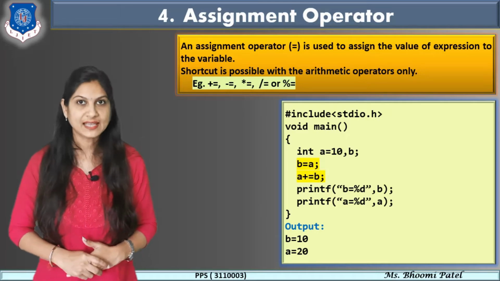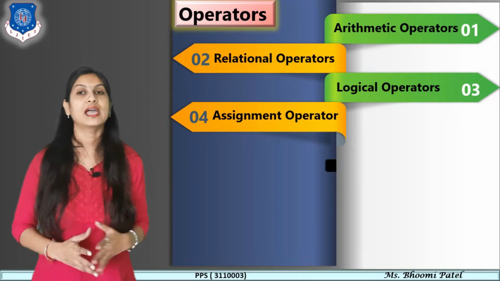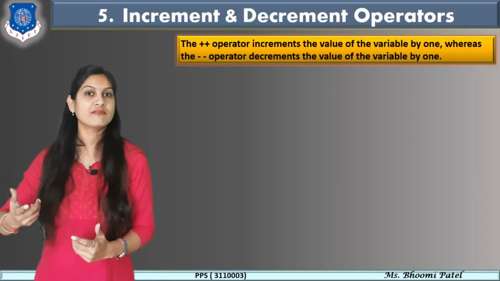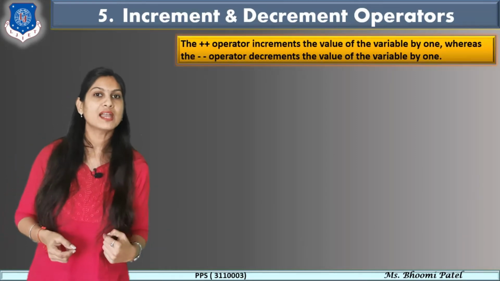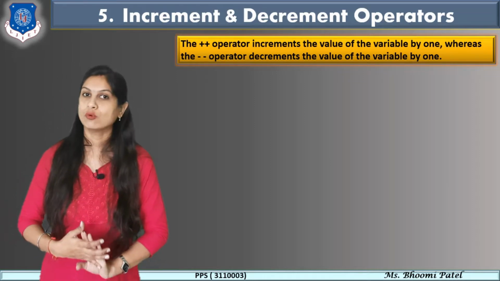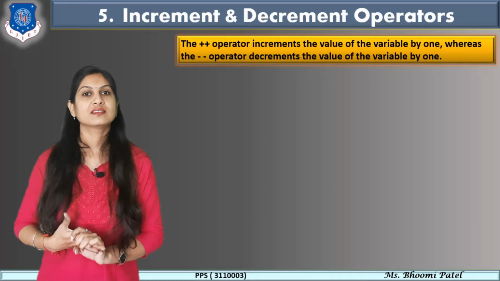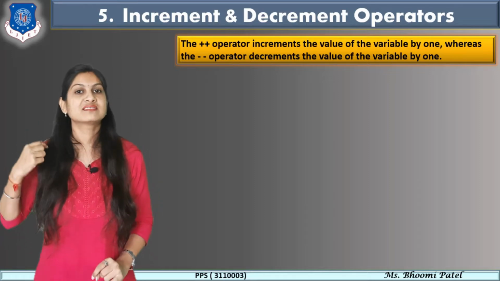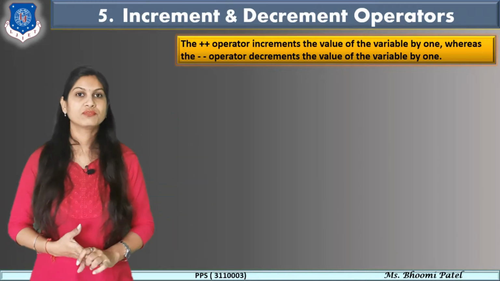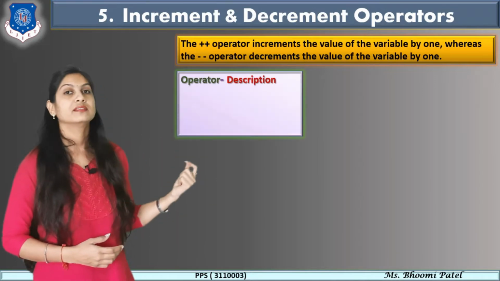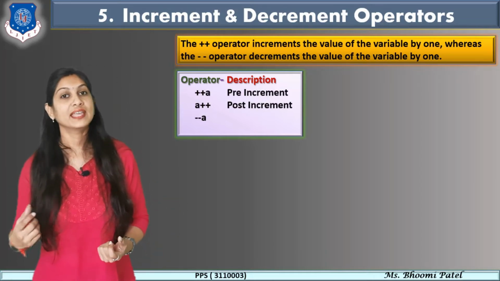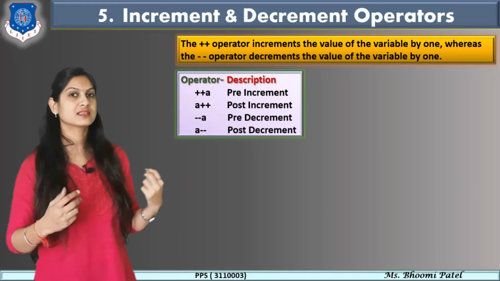Now move to the next operator, that is increment and decrement operators. These increment operators increase the value by 1 and decrement operators decrease the value by 1. Suppose I have value a equals 5 and we want to increase it by 1, means 6, then you can use these operators. The symbols used for increment decrement are plus plus a or a plus plus, then minus minus a or a minus minus, but they have some different meaning.